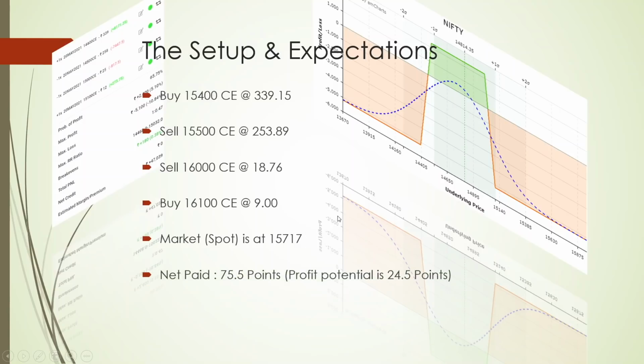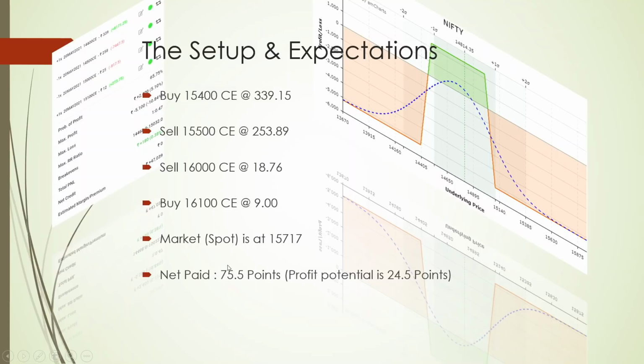Okay, let's move on. So net paid, what we paid out for the complete call condor, the net paid is 75.5 points. Means we paid a lot of points. So the loss will be 75.5 points. Means if the spot expires below 15,400 and above 16,100, if it expires anywhere there, we will be losing 75.5 points. Means this call condor is a very conservative call condor. The sell strikes are 500 points away.